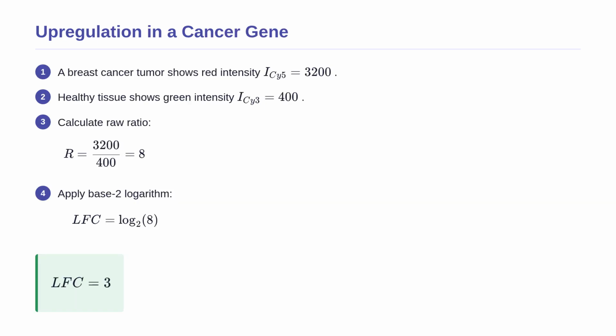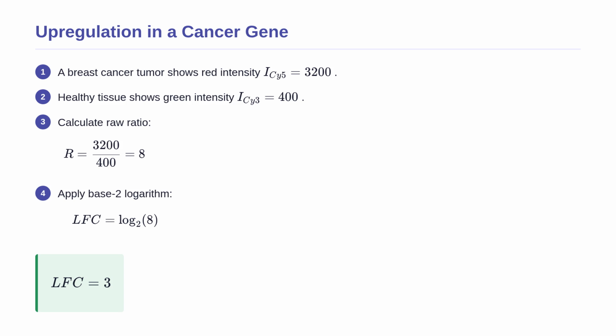Before we move on, let us see this with a concrete example. Suppose a researcher is studying a specific gene suspected to cause rapid cell division in breast cancer. The scanner reports a red intensity of 3,200 units for the tumor and a green intensity of 400 units for the healthy tissue. We need to find the log 2 fold change. First, we calculate the raw ratio by dividing 3,200 by 400, which gives us 8. This means the gene is producing 8 times as much RNA in the tumor.